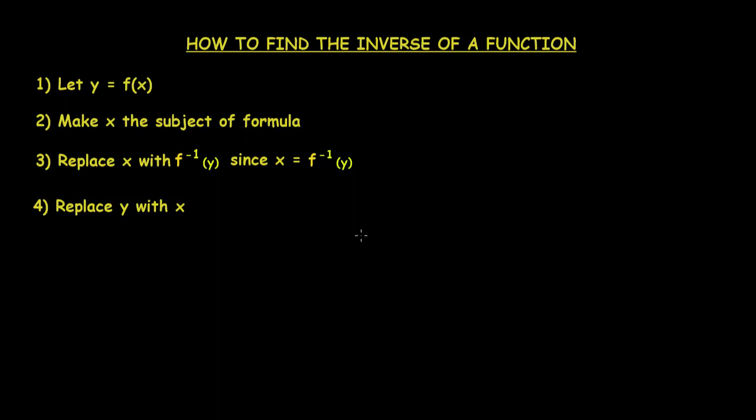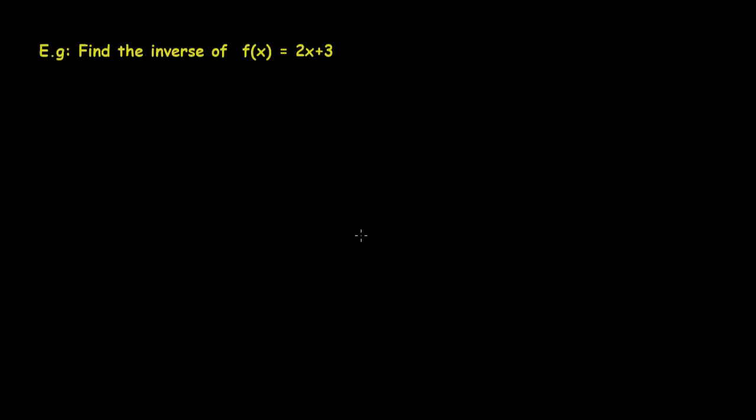I actually advise you to note this down as we continue to the example so that you can follow everything I'm doing. Okay, so the first example says we should find the inverse of f of x equal to 2x plus 3. Remember that step 1 says we should set y to be f of x. So let y be equal to f of x. Now if y is equal to f of x, this implies that y is equal to 2x plus 3.